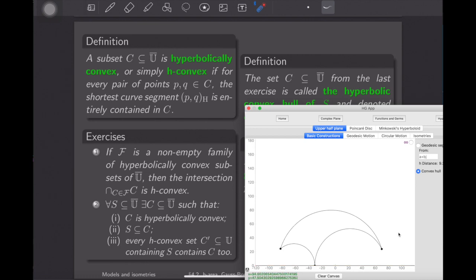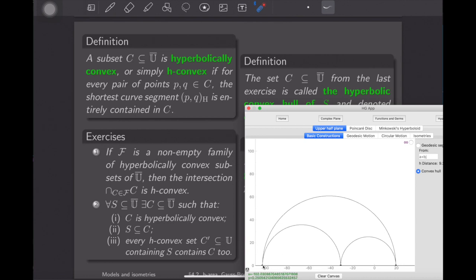So here, for instance, you are seeing the convex hull of 3 points in R bar. So all of what you are seeing here is the convex hull of these 3 points, and all 3 points lie in R bar.